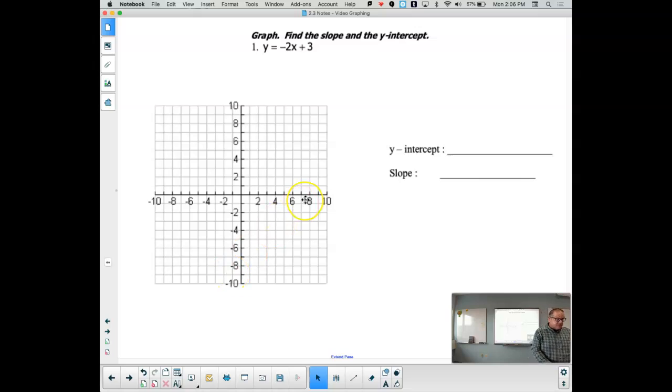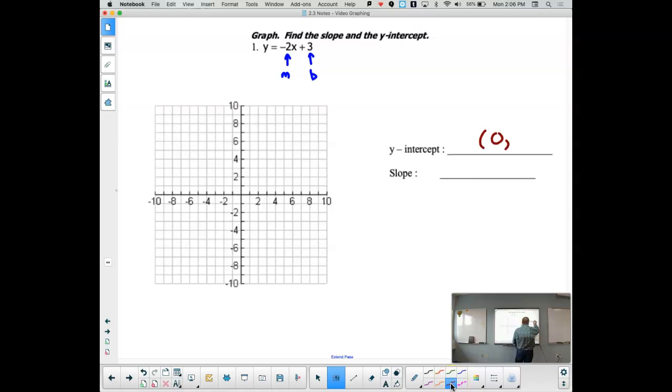So let's get into some graphing. This is number 1 on the note sheet for today. So if you printed it off, it's there for you. Find the slope and the y-intercept of this line. Well, luckily for us, this line is in slope-intercept form, so the slope is going to be this one, and the y-intercept is going to be that one. So the y-intercept is the point 0, 3, and the slope is negative 2.